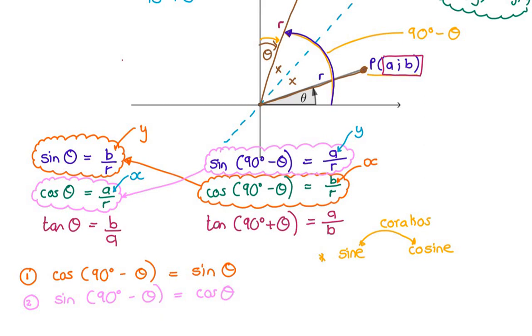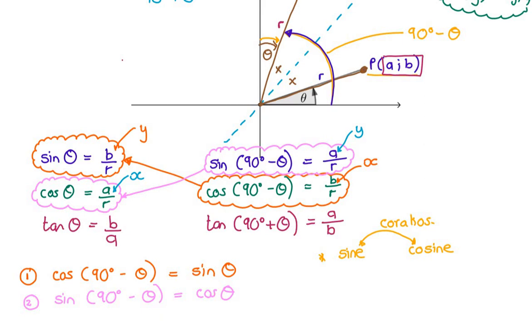Now, co-ratios are exactly this. The cos of 90 minus theta reduces to what we call its co-ratio. It's like its partner in this. So sine and cos are co-ratios when you do reduction from 90 degrees.